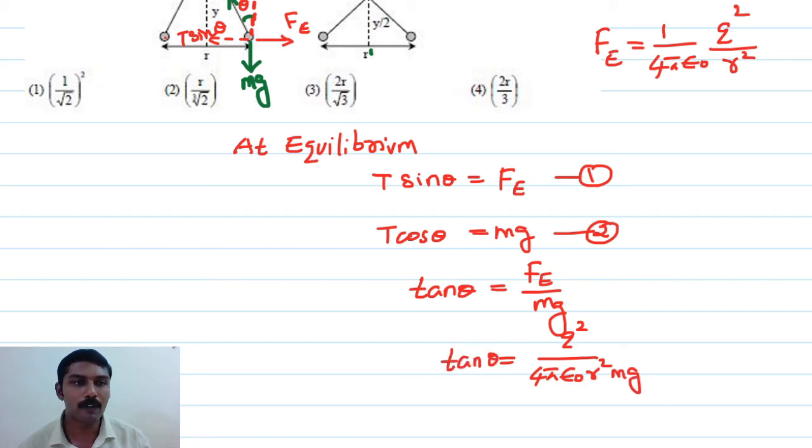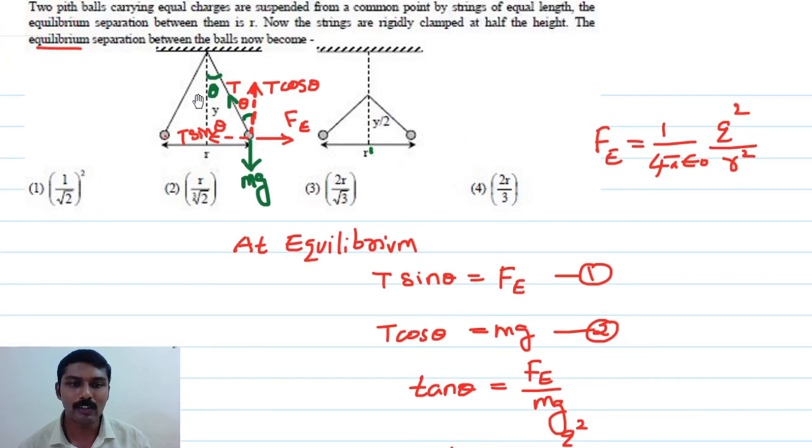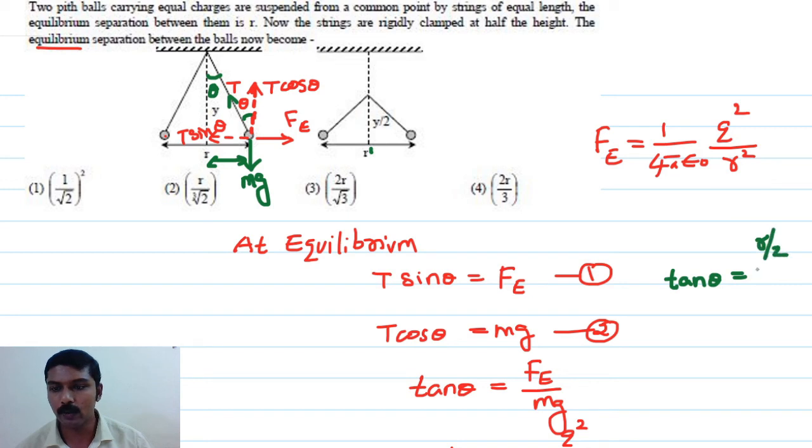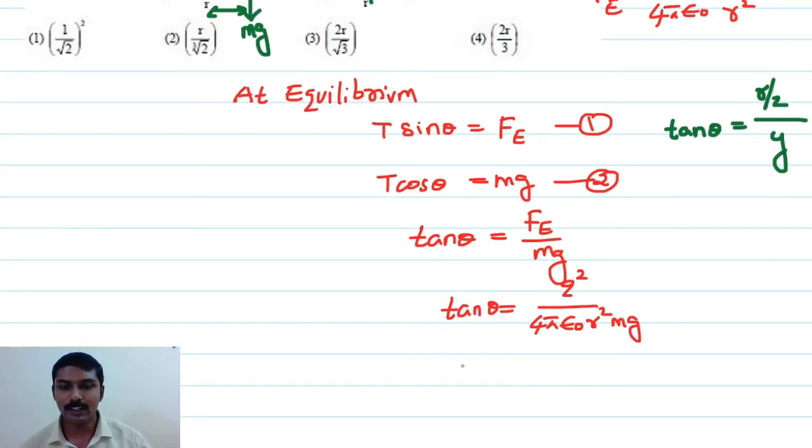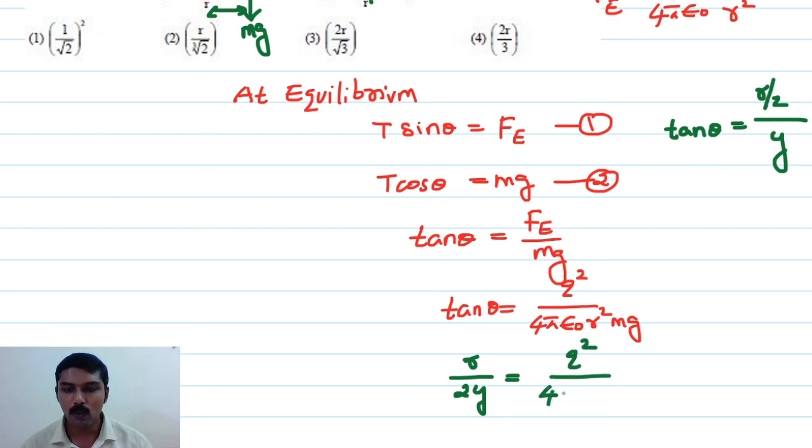But according to the figure shown, what will tan theta be equal to? From the diagram you will be able to understand. This is the opposite side, this is the adjacent side of this right angled triangle. Tan theta will be equal to the opposite side, which will obviously be r by 2, divided by the adjacent side, which is given as y. If I equate this, you get r by 2y is equal to q square divided by 4 pi epsilon naught r square times mg.